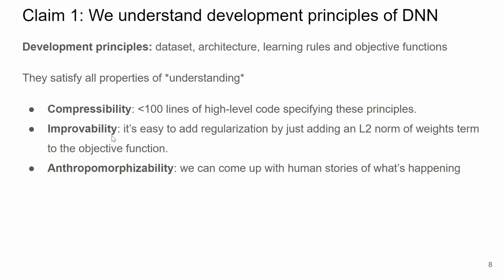It's improvable because it's easy to add some kind of regularization term to the objective function, and you can get a better architecture with this regularization term. So it's very easy to come up with ideas to improve what's already there. And we can also talk about this with human-centric stories of what's happening. We can say this is the architecture, and then this is the data set. You send a batch of it, and then these learning rules tweak your connections in specific ways so that you're optimizing the objective function. So you can tell a very human story of what is happening with the development principles. Hence, they claim that we understand the development principles of a deep neural network.